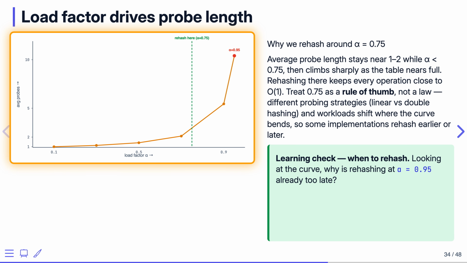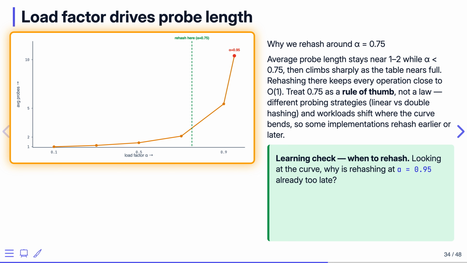This chart shows why the load factor matters. The bottom axis is alpha, the load factor. The side axis is the average number of probes. Follow the orange curve. It stays down near 1 or 2 probes while alpha is small, then it shoots upward as alpha gets close to 1.